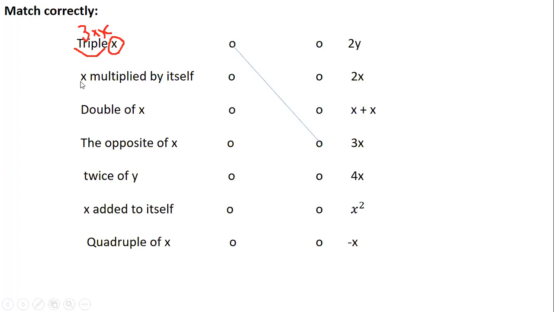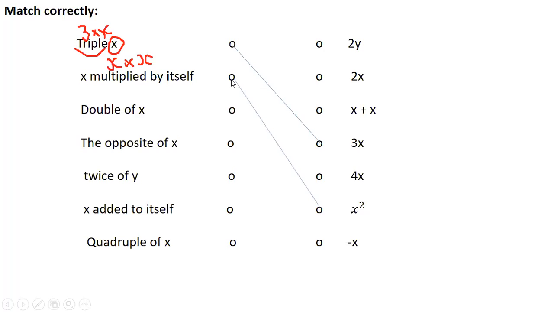Let's look at the second one. X multiplied by itself. What do we mean when we say x multiplied by itself? I want x times x. To multiply it by itself means x times x. So if I look here, I don't have x times x. I know that x times x is expressed as x squared. So I match x multiplied by itself to x squared.